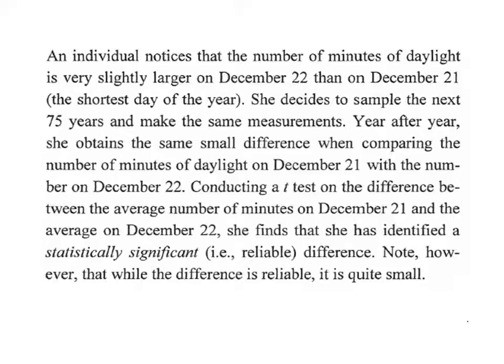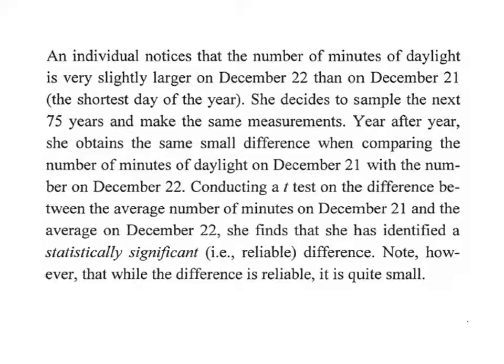So an individual notices that the number of minutes of daylight is very slightly larger on December 22nd than on December 21st, which is, as we know, the winter solstice and the shortest day of the year. So the researcher decides to sample the next 75 years and makes the same measurements. So for every year, the researcher gets the small difference when comparing the number of minutes of daylight on December 21st with the number on December 22nd.